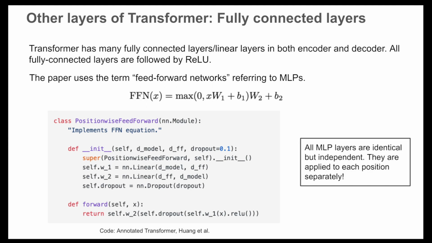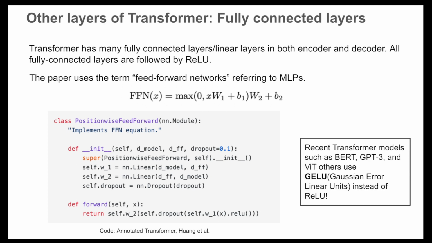All MLP layers are independent, but they are identical. They are the same, but they are independent. Another way to say it is they are applied to each position independently. Recent transformer models such as BERT, GPT-3, and ViT use GELU, or Gaussian error linear unit, instead of using ReLU. You see that most papers today are using this GELU activation.